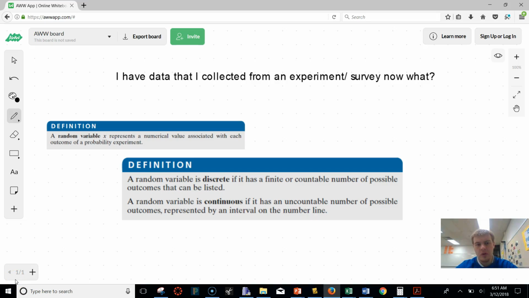So here's today's overarching question. Today's overarching question is, I have data that I've collected from an experiment and survey. Now what?